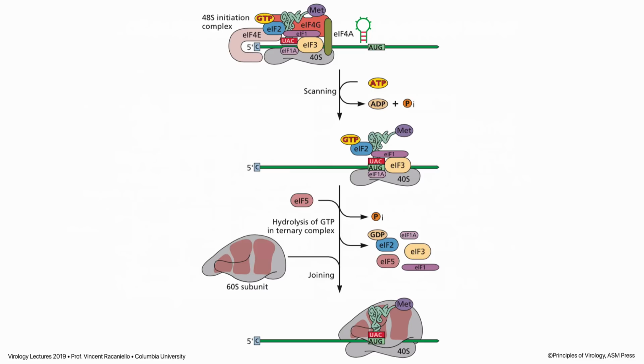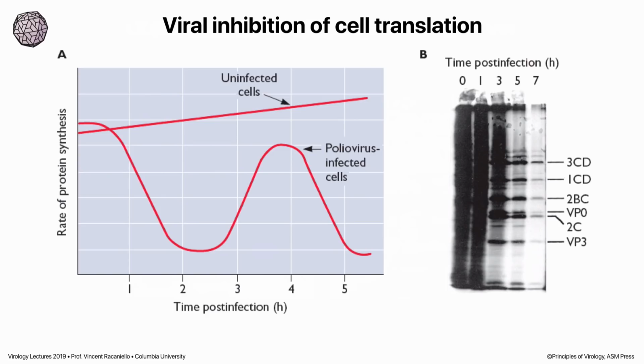So that is what we call cap-dependent or 5' end-dependent translation, because it won't start unless you have a cap at the 5' end of the RNA. Now, you can bet that viruses muck with this, and there are some really neat things that they do.